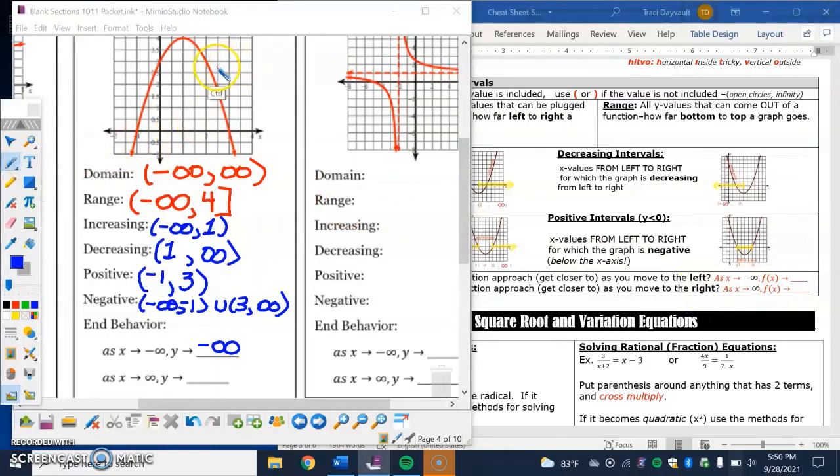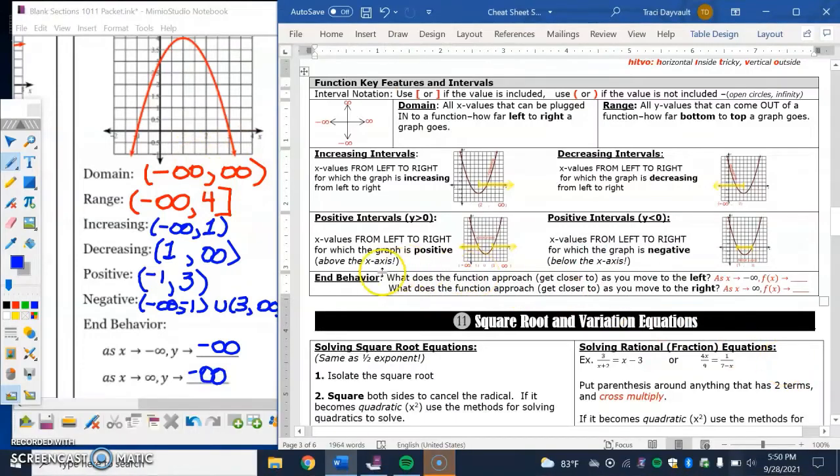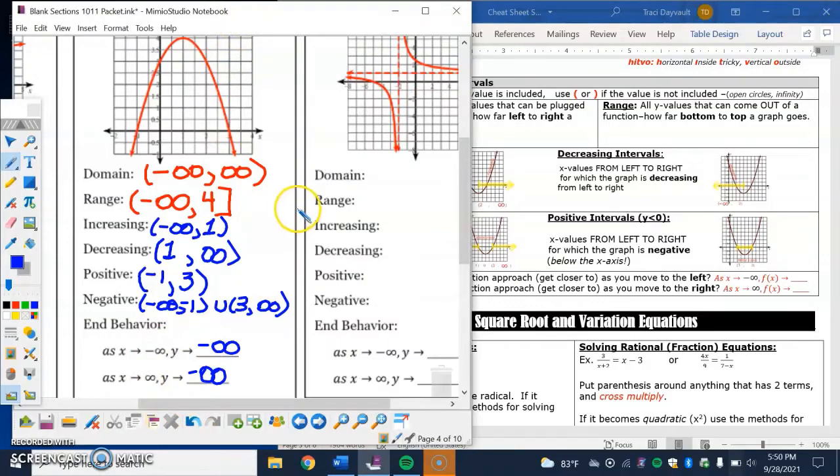And looking at this graph as we move to the right, what y values are we getting closer to? Also -infinity. So this approaches -infinity on both sides. All this end behavior is saying what happens at the ends of the functions, where the arrows are getting closer and closer to on the left side of the graph and on the right side of the graph.